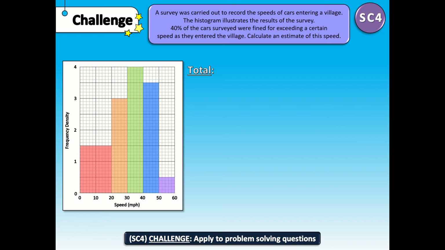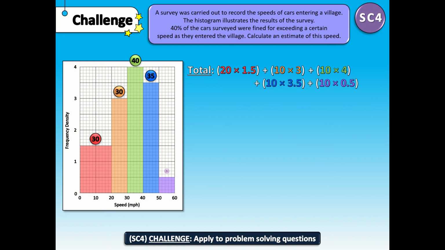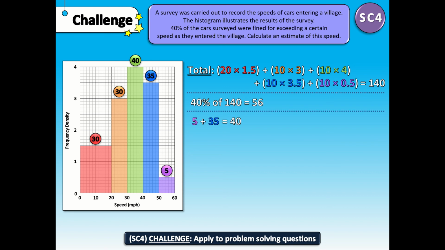So let's work out the total number of cars first of all. We work out the area of each bar. So the total is 140. So 40% of 140 is 56. So that's the first 5 that were between 50 miles per hour and 60 miles per hour. So they would have been fined.